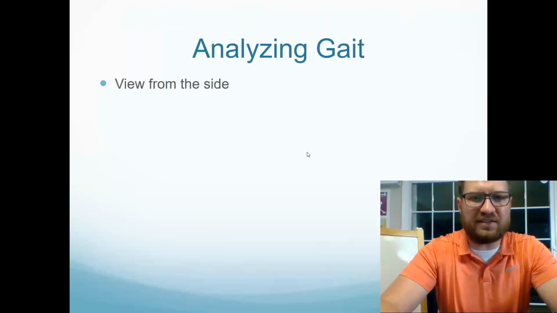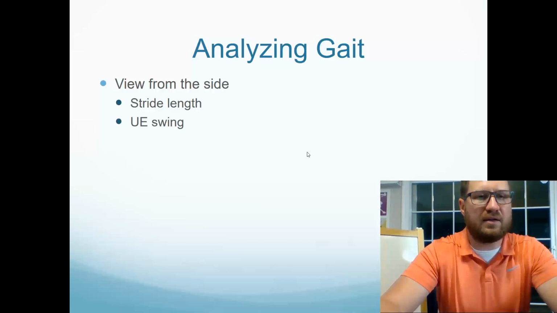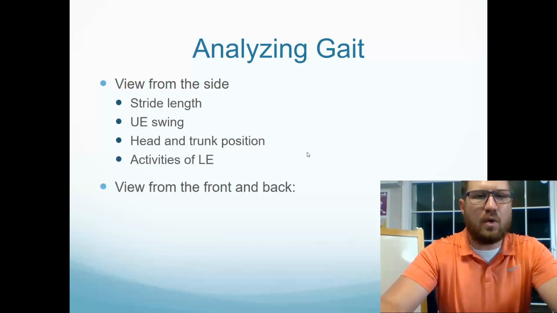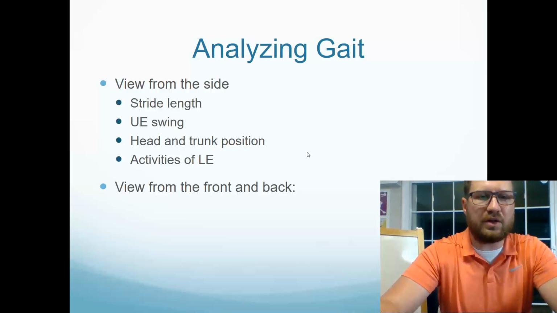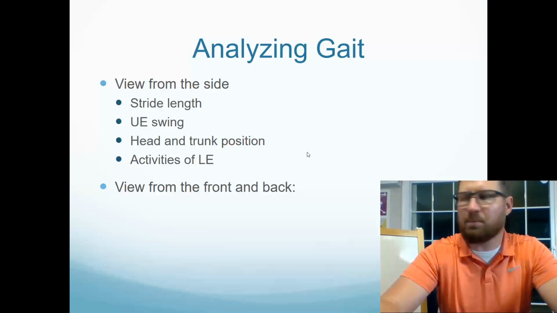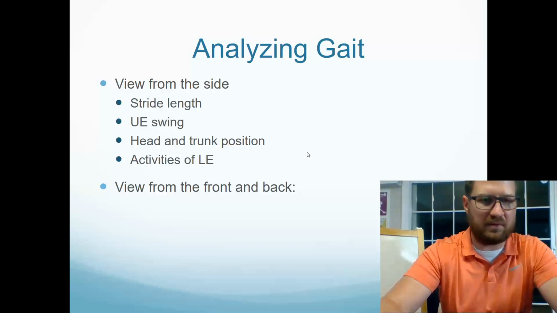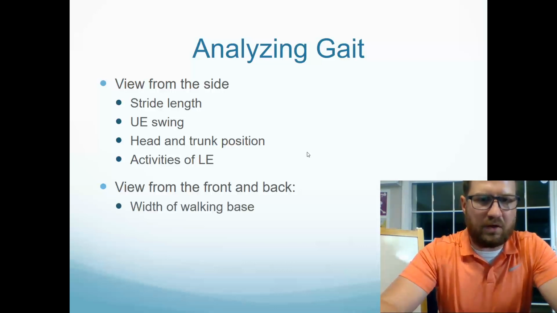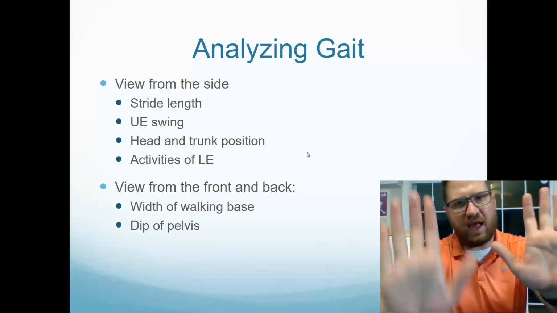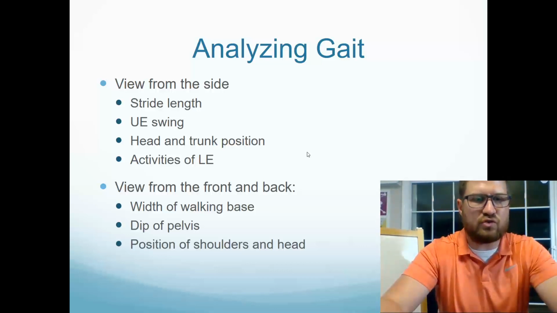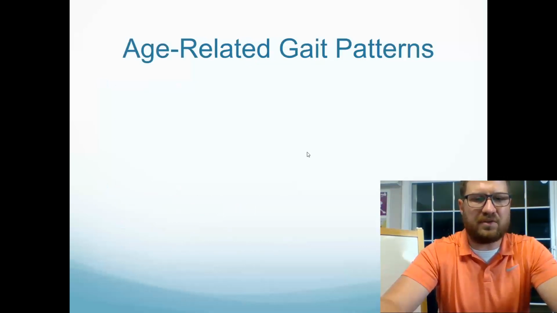So when we're analyzing gait, we're going to view it from the side. We're going to look at stride length, upper extremity swing, head and trunk position. What's going on at the lower extremities? Are they operating in the right fashion that we expect them to? We're going to view it from the back. We're going to look at the width of the walking base. Does that lateral pelvis shift? Does it drop too much? And the position of the shoulders and head.